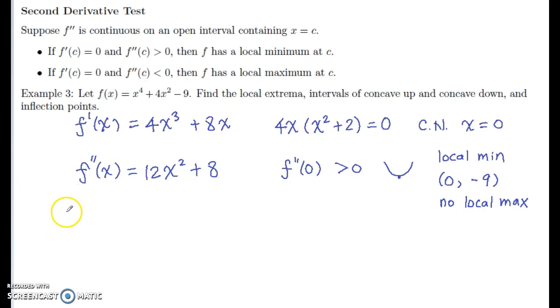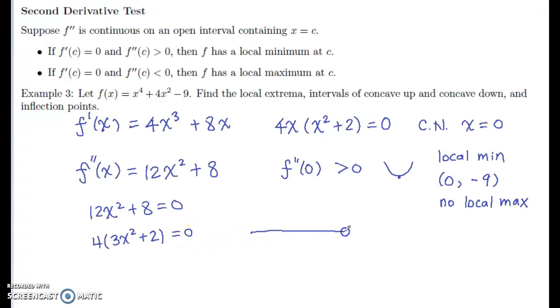Now, to find the intervals of concave up and concave down, we need to set f double prime equal to 0. So we have 12x squared plus 8 equals 0. And we factor out the common factor of 4. So 3x squared plus 2 equals 0. There's no solution. So this will never equal 0. We do not have a candidate for an inflection point.